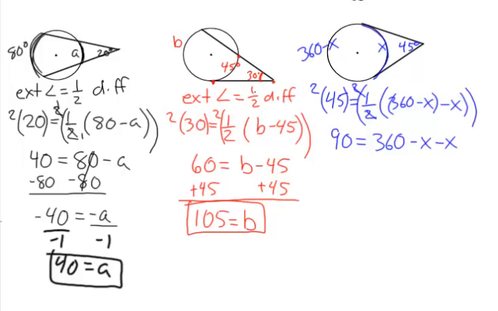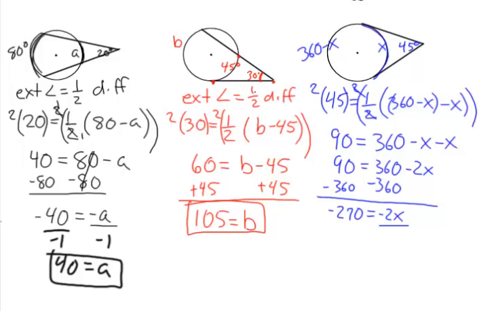Now here we can combine like terms. So we get 90 equals 360 minus 2x. We're going to subtract 360, and we get negative 270 equals negative 2x. Then we're going to divide by negative 2, and we get 135 equals x. So one of our arcs is going to be 135, and the other arc is 360 minus x.